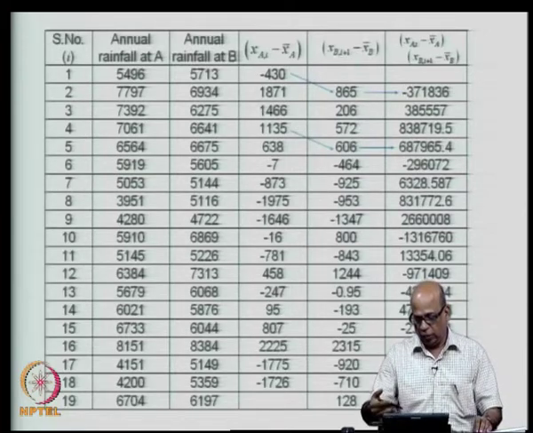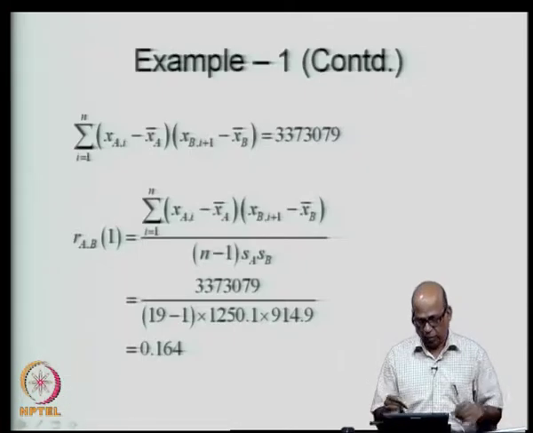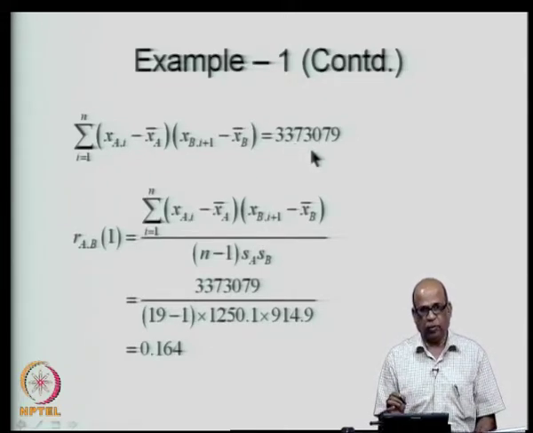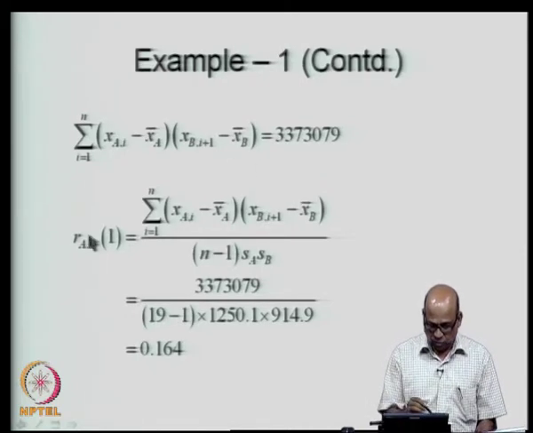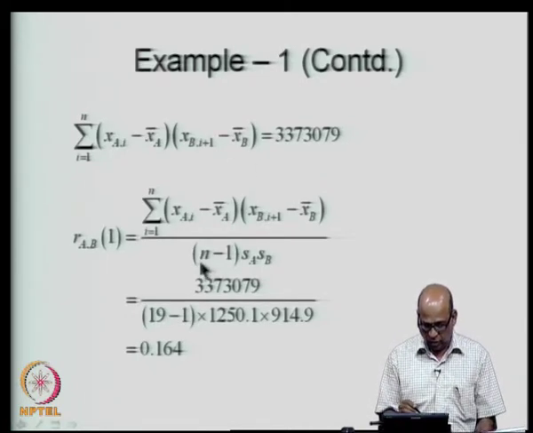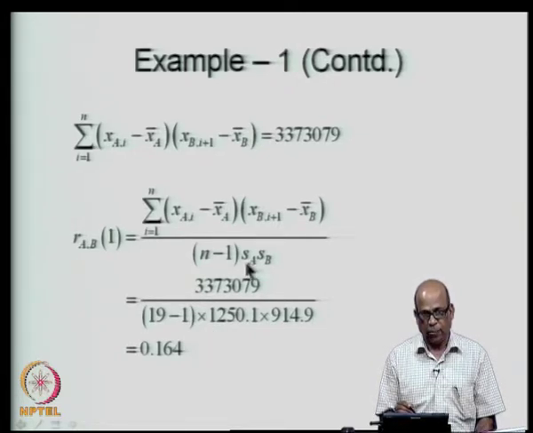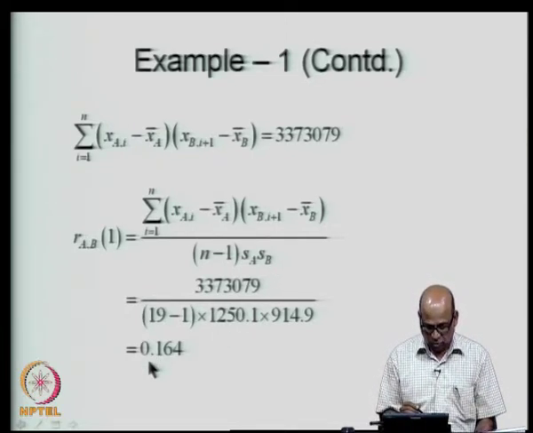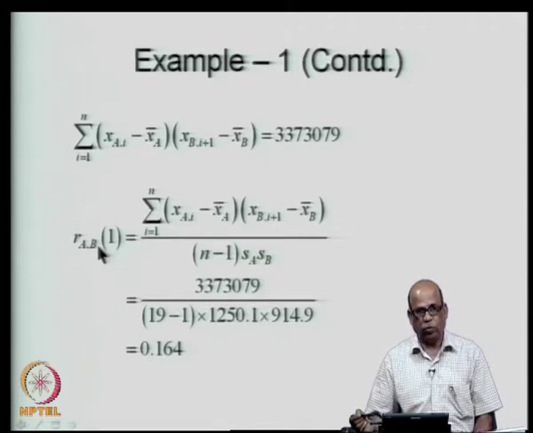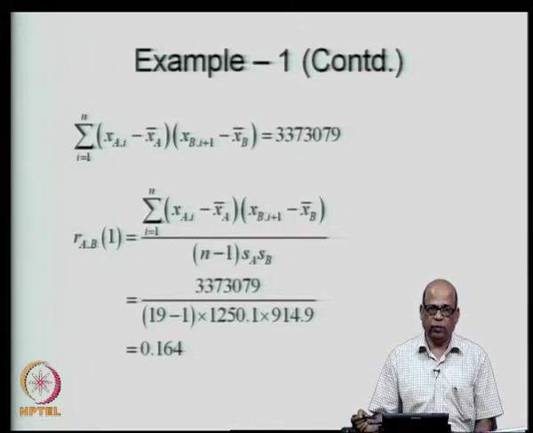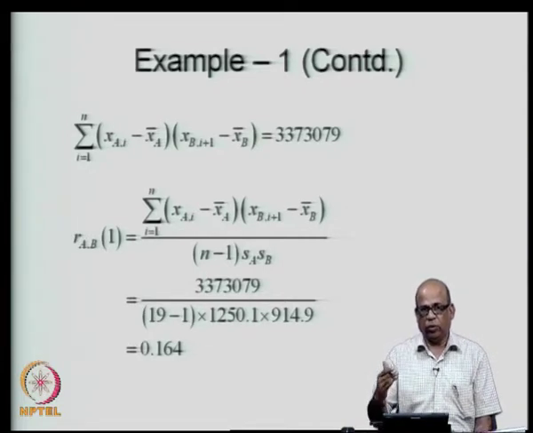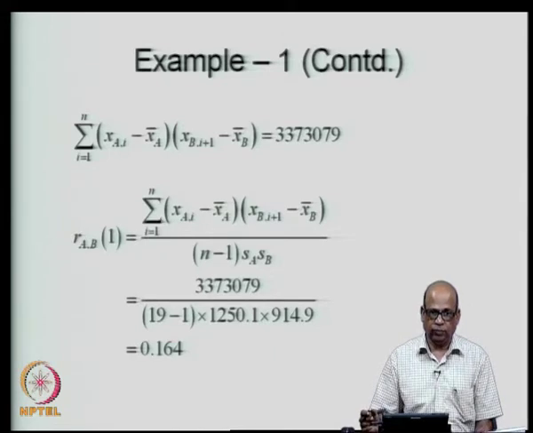So, this is how you tabulate and then obtain the sum of that, and that sum is here in this particular case it is 3373079 for lag 1, and then you use this formula n minus 1, n is 19. So, and SA is the standard deviation at site A and standard deviation at site B, rainfall at site B, and then you get the lag 1 cross correlation as 0.164. So, this is how you get lag k cross correlations for varying k.